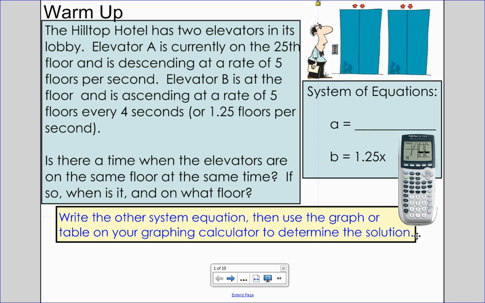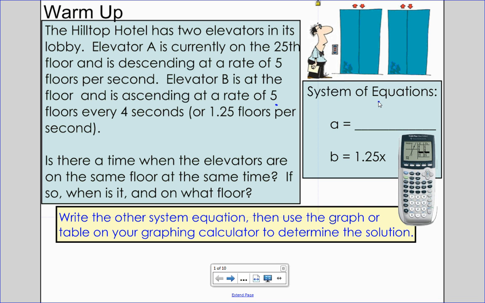Now, what they did was they took 5 divided by 4, and that's why they got 1.25 floors. It says, is there a time when the elevators are on the same floor at the same time? If so, when is it and on what floor? The first thing it already wrote for us is the equation for the second elevator.